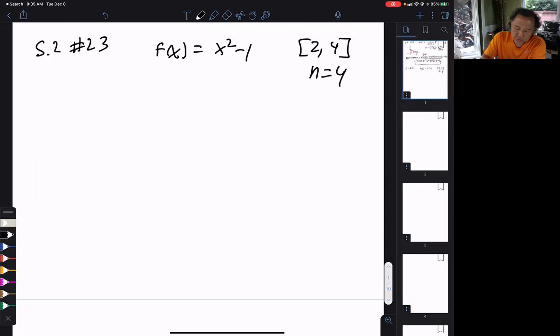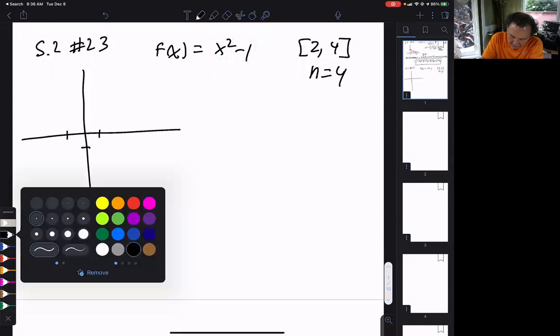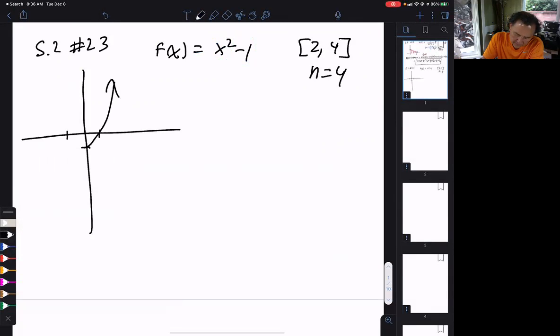And then they want us to, I'm going to do a rough graph. I know it's a parabola shifted down 1. So the graph is going to look something like this. 2, 3, 4. Wow, I need to go higher on this. I'm going to change the shape of this thing. I'm going to cheat a little bit and make it wider, sorry.